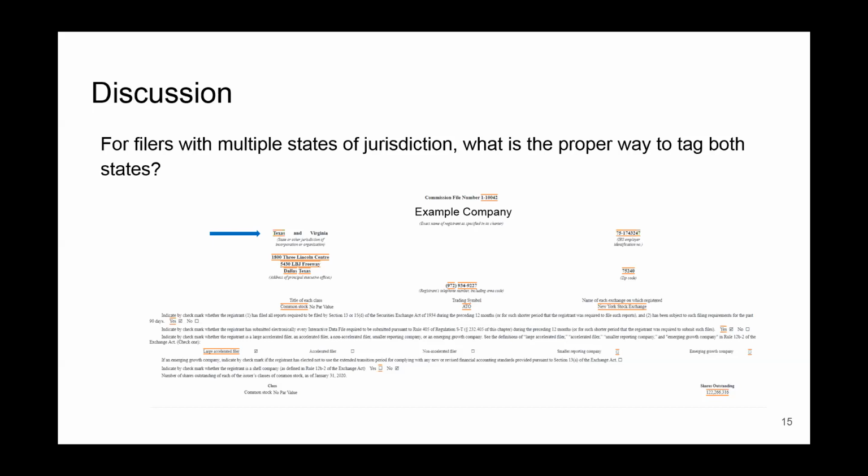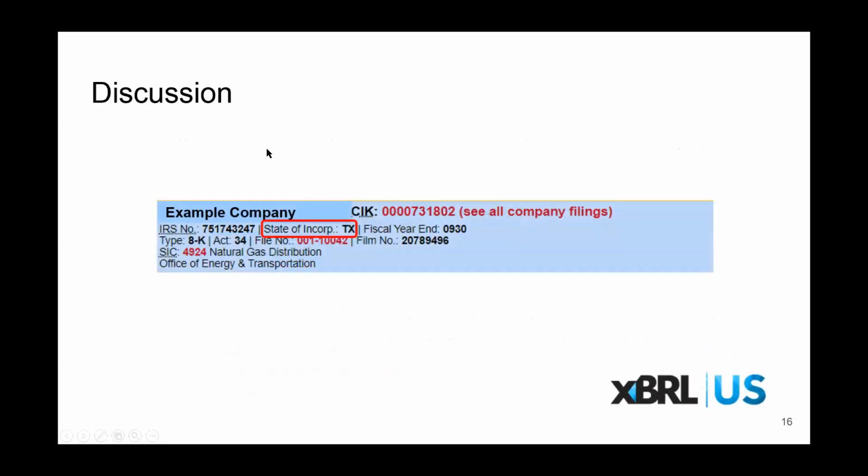Okay, so for this example, the legal entity was originally incorporated in Texas, and then subsequently it was also incorporated in another state. But the registrant Edgar CIK profile is the single source of the issue. And the CIK profile only enables a single state to be referenced. In this case, it's Texas.